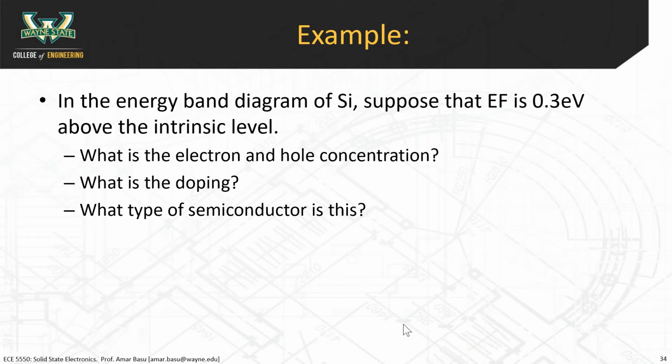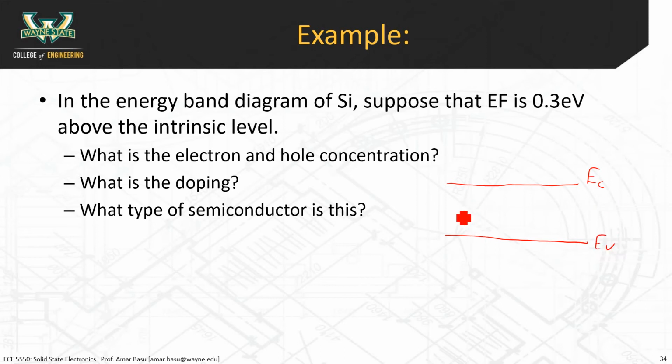Just try it out. In the energy band diagram of silicon, suppose that the Fermi level is 0.3 electron volts above the intrinsic level. What is the electron and hole concentration? What is the doping? And what type of semiconductor is this? So the way you go about this, you draw your energy band diagram. This is your EC, and this is your EV.